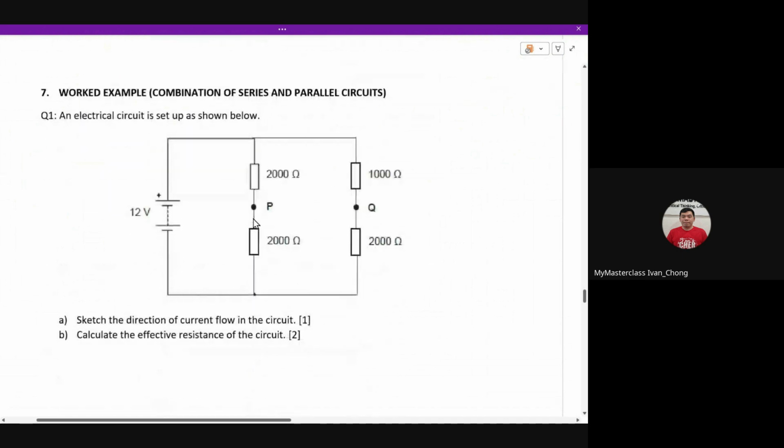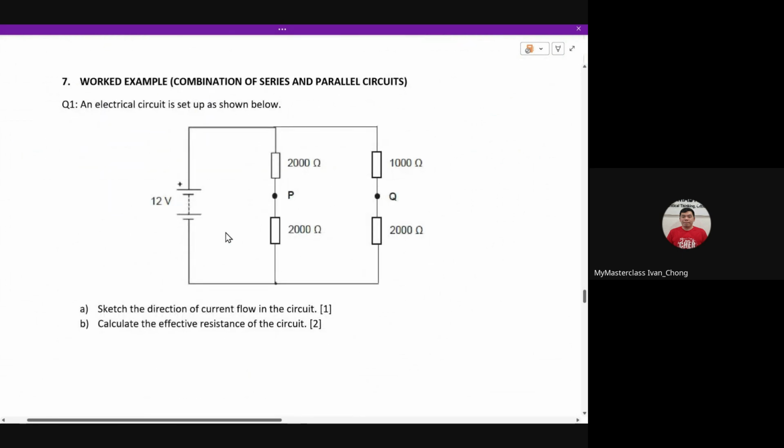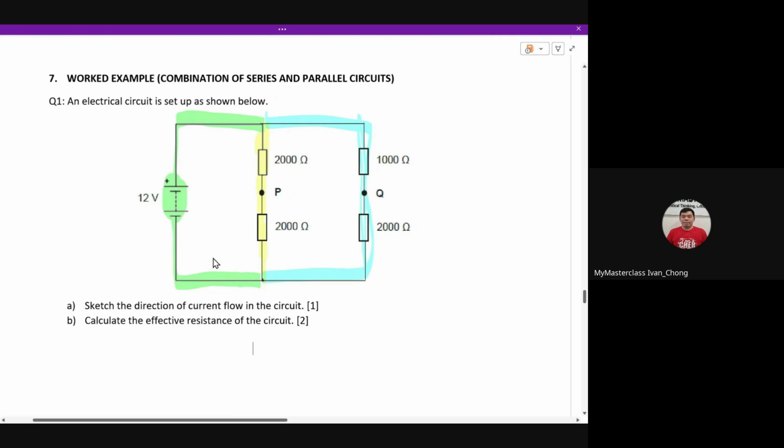So let's take a look. First thing first, from your battery to this point, this is total current. Then you have current 1, you have current number 2. Straight away, this is a complex circuit, series and parallel together. So now the question is asking you, what's the direction of current flow in the circuit? They never say electrons, so I'm going to assume it will be conventional current flow. So the direction of the current will be in this direction.